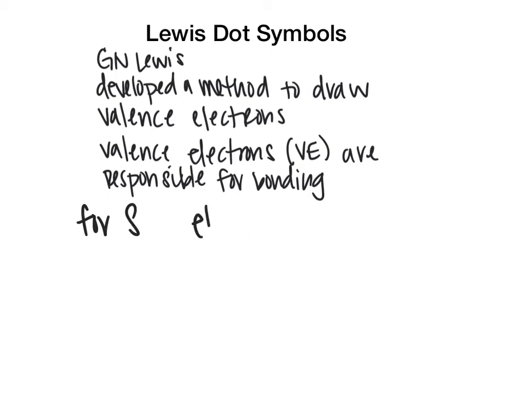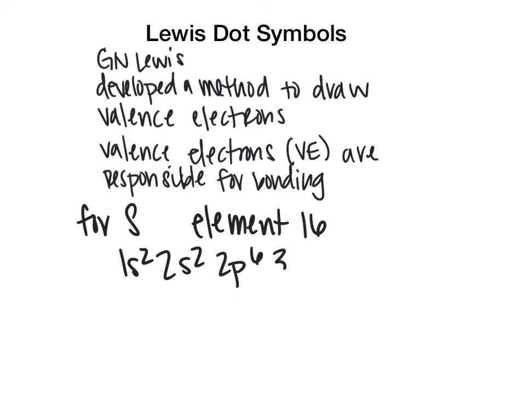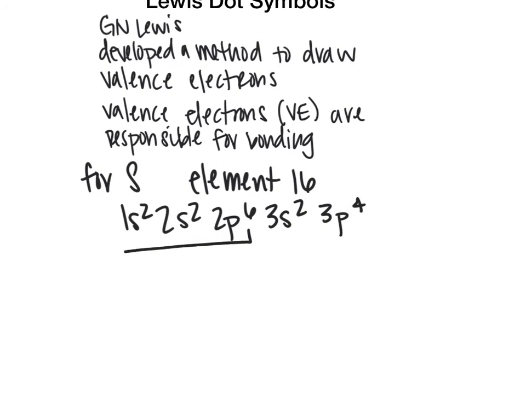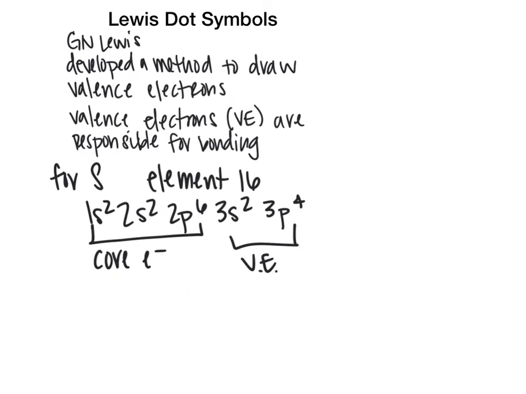sulfur is element 16. And so when we think about that, we can think about the electron configuration, which is 1s2, 2s2, 2p6, 3s2, 3p4. So when we do this, we know that these are the core electrons. And these 6 out here are the valence electrons. So when we think about the valence electrons, we only want to account for the exterior electrons. So we could have rewritten that as the neon core with the 3s2, 3p4.